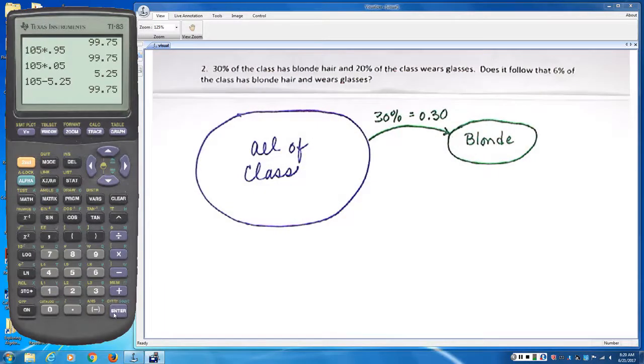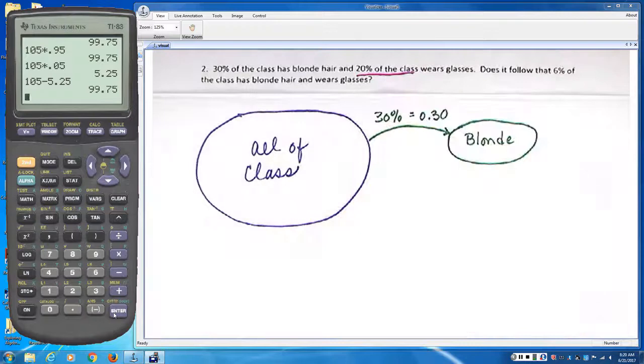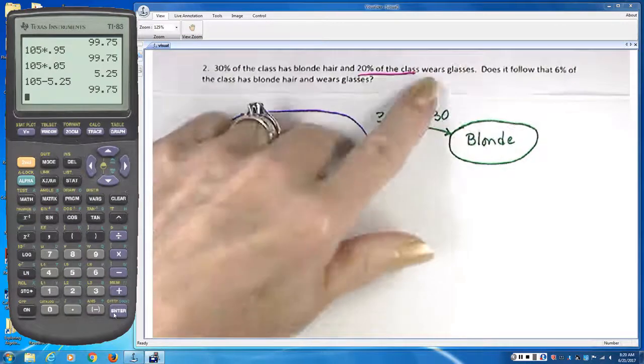And then it goes on to say, and 20% of the class, the whole class, 20% of the class, not of the blondes, but of the whole entire class, wears glasses.